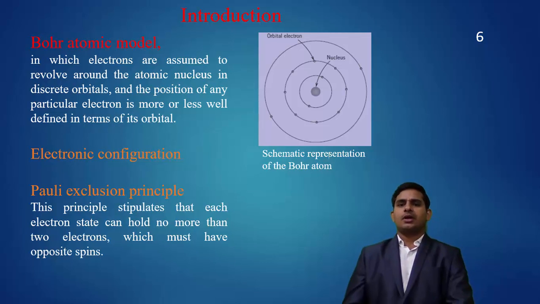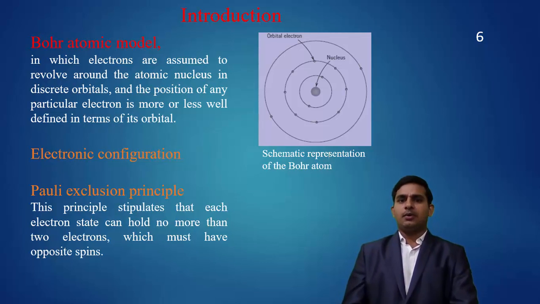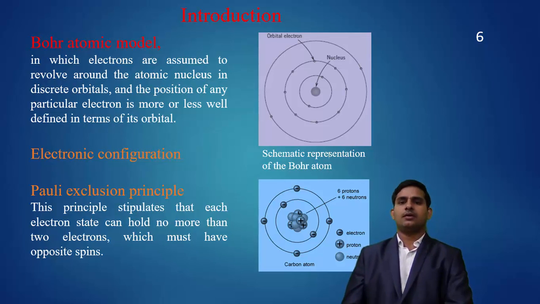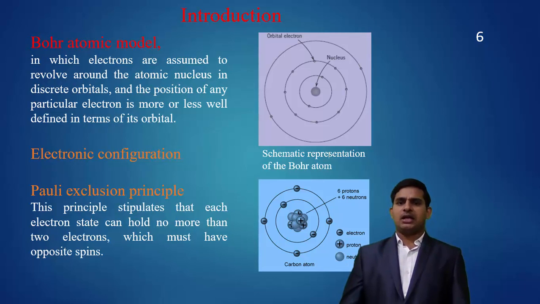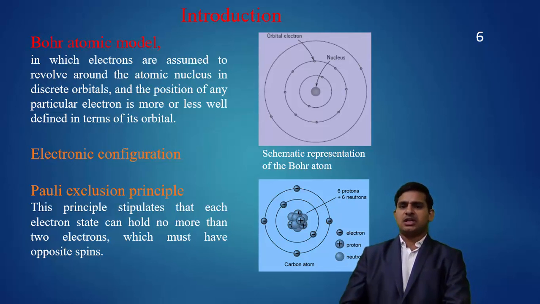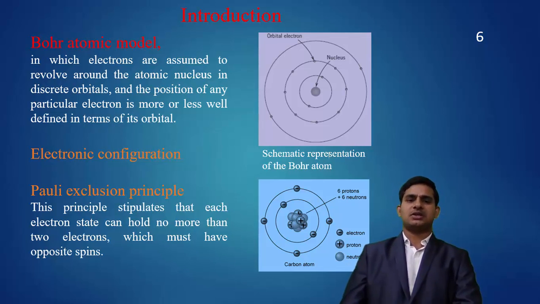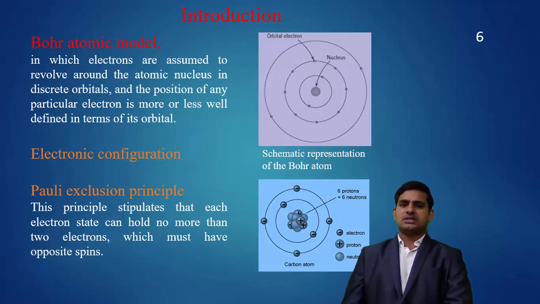Here is an example, the structure of the atom. Here the nucleus is there and electrons revolve around the nucleus in particular orbits. This diagram is the schematic representation of the Bohr atom. For example, we are considering the carbon atom. Carbon has 6 electrons and 6 neutrons, all the neutrons inside the nucleus, and all the electrons revolve around the nucleus in particular discrete orbits. This is the structure of the atom according to Bohr's model.